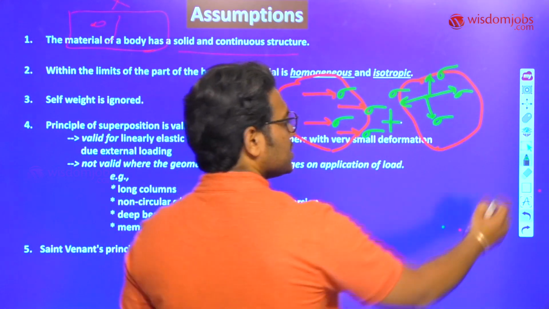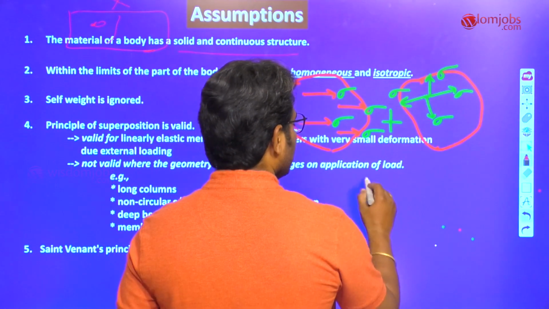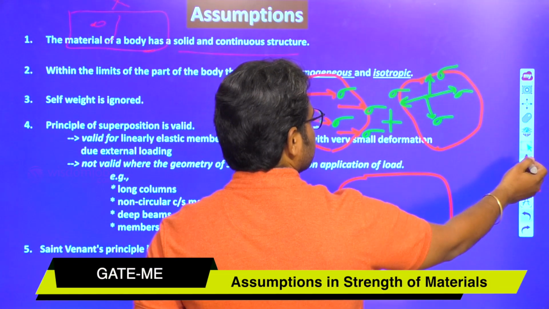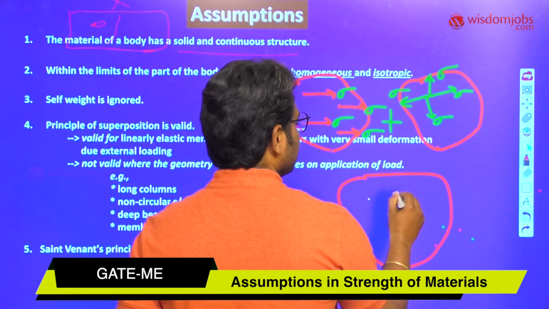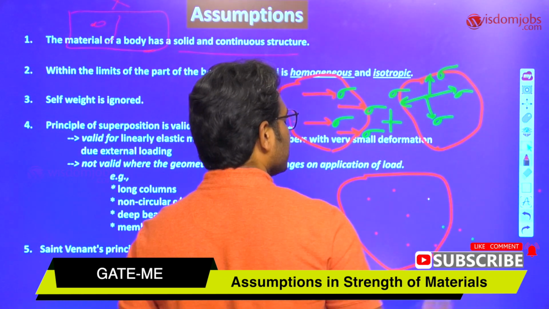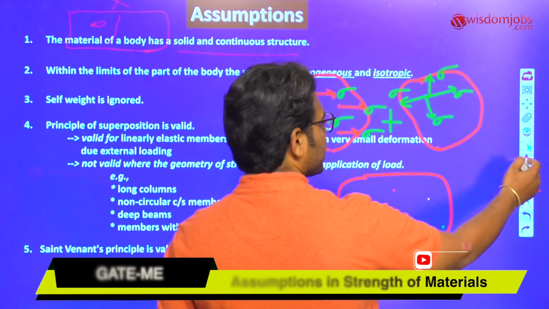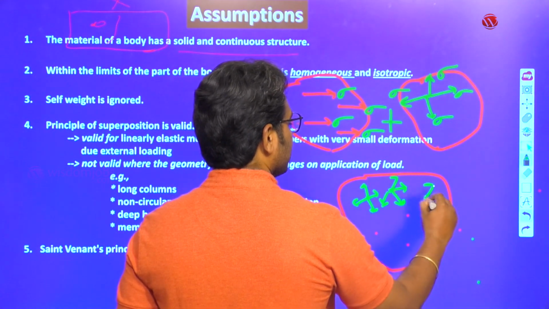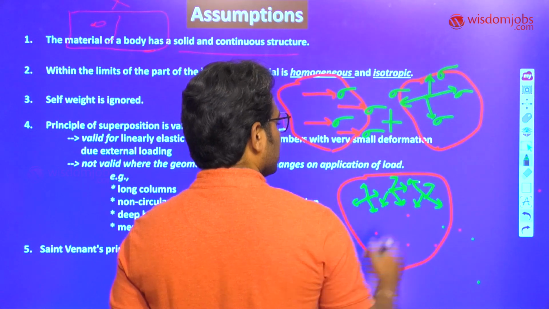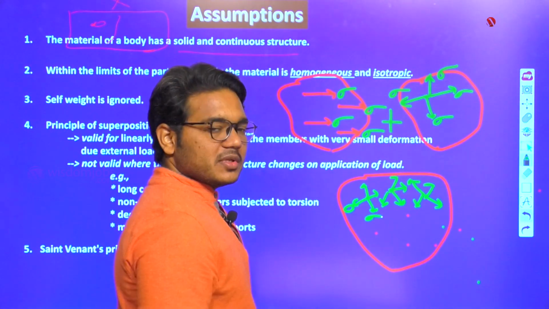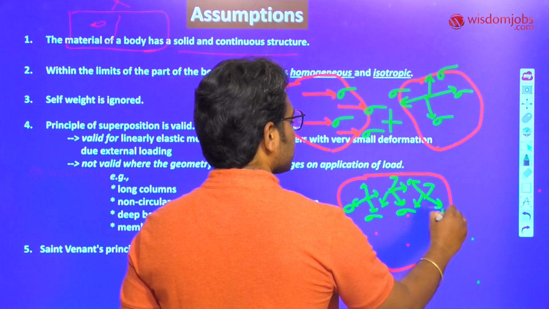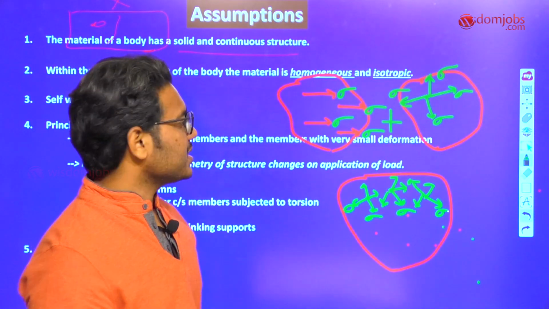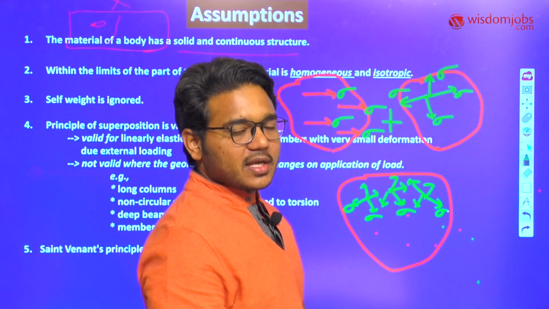A material should have both of these properties, that is, at all points and in all directions, the properties are the same. Everywhere the property is the same, that is sigma. This makes our analysis simple. If you make this assumption, everywhere it is sigma, at every point throughout the material. So this is homogeneous and isotropic.